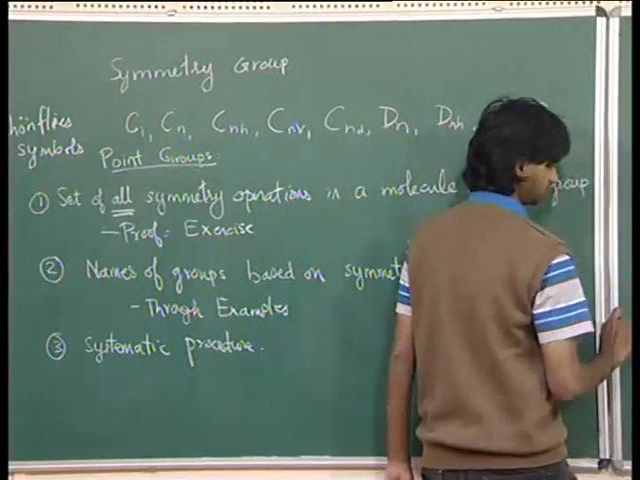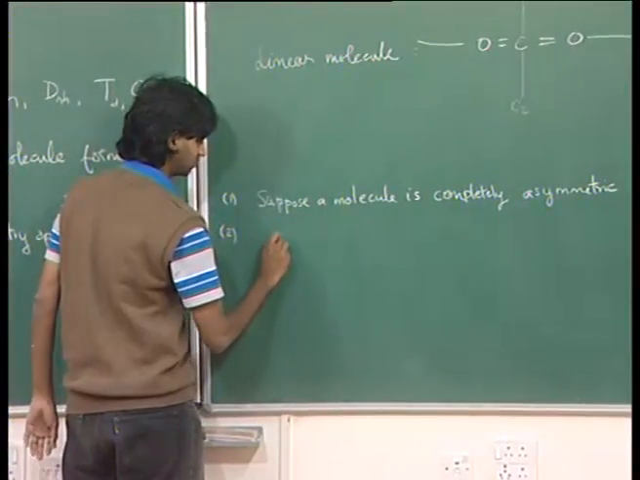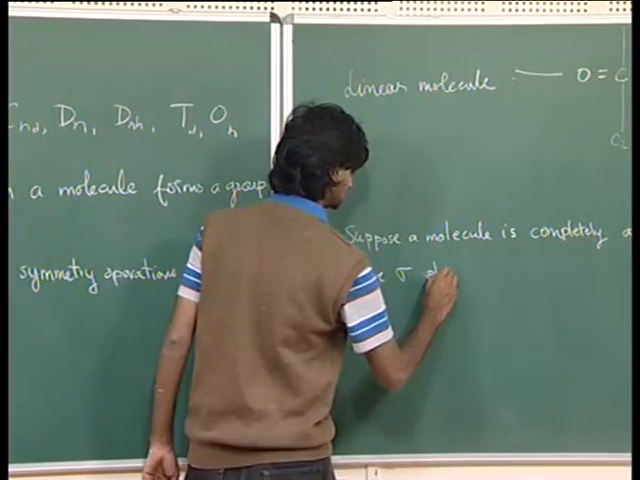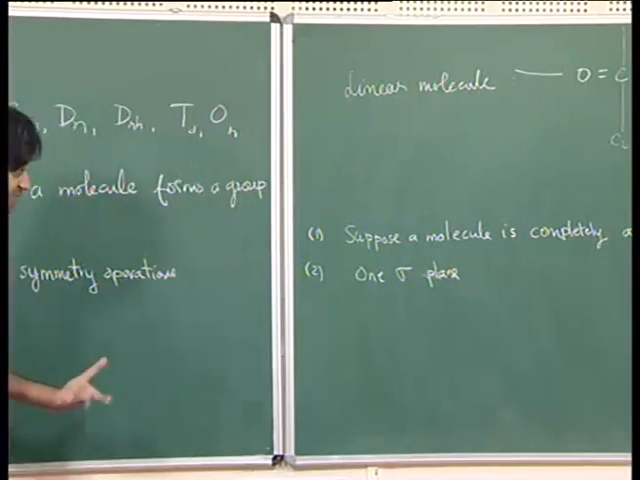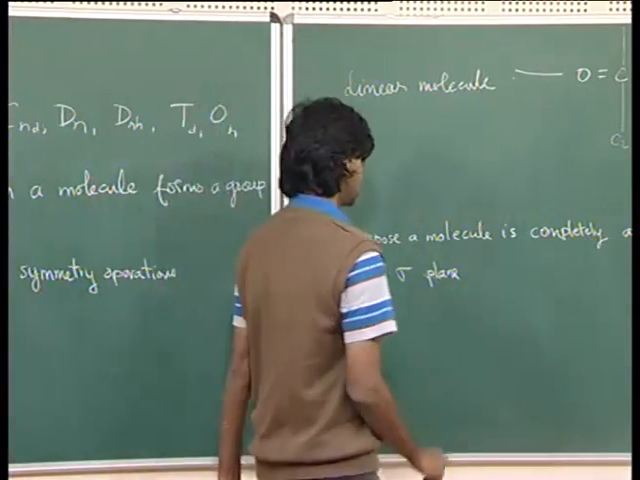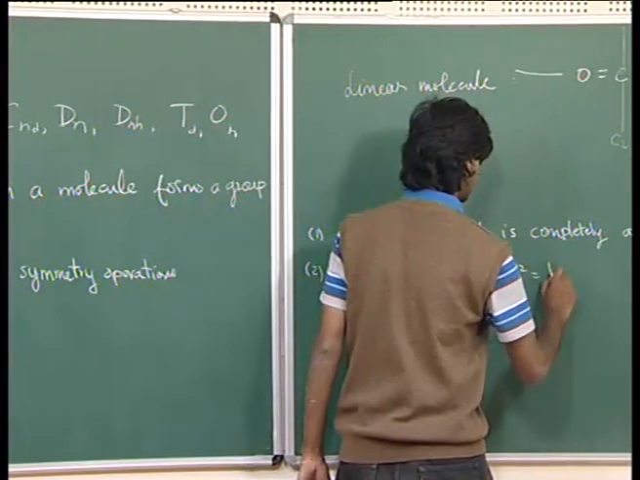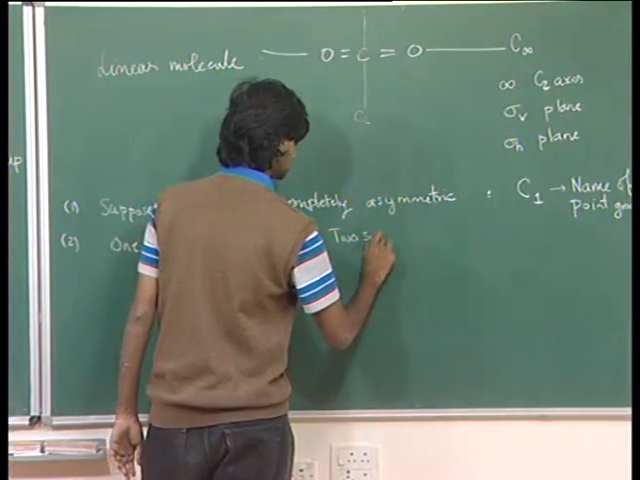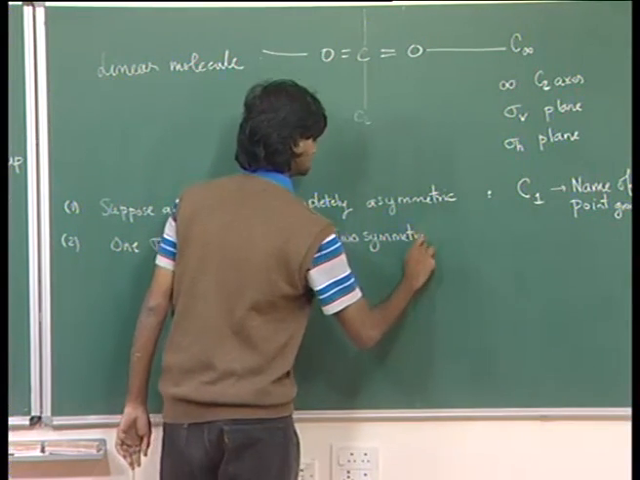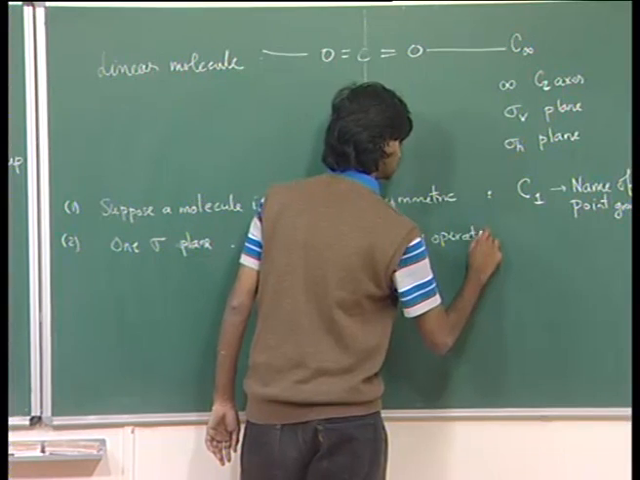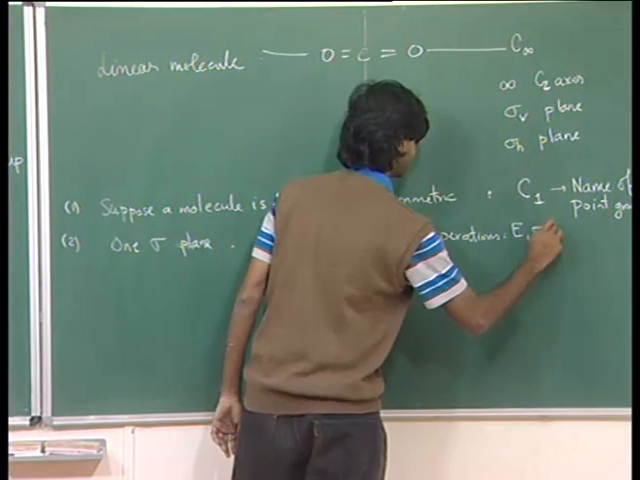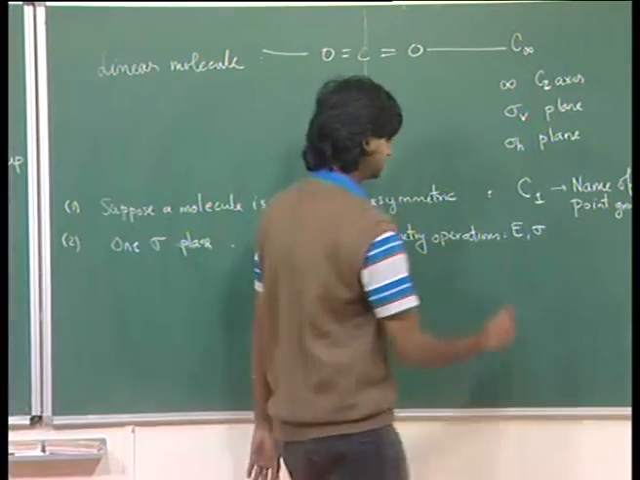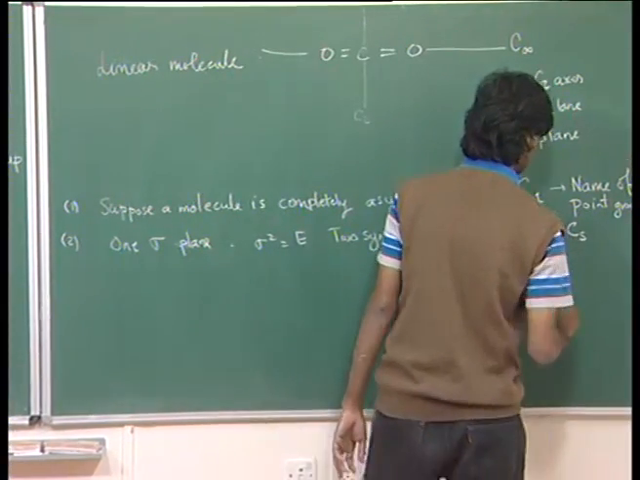Now second, suppose a molecule has only one sigma plane. Okay, so one plane of symmetry. So it has only one plane of symmetry. Then clearly sigma square equals identity. So there are only two symmetry operations, E and sigma. Okay, so it is a group of order 2. Okay, and this is denoted by Cs.